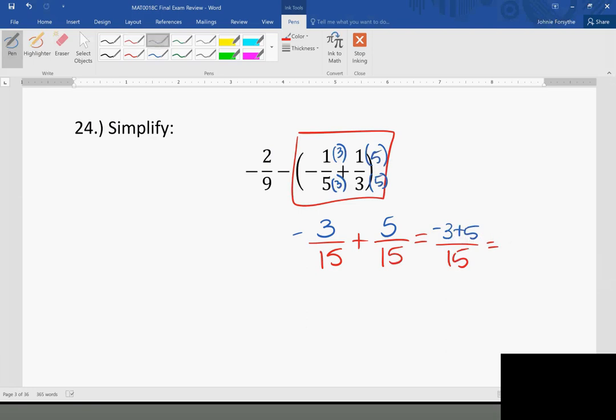We subtract, take the sign of the larger number. That's going to be positive 2 over 15. So this is going to go in that box. So now let's go back to my original problem.